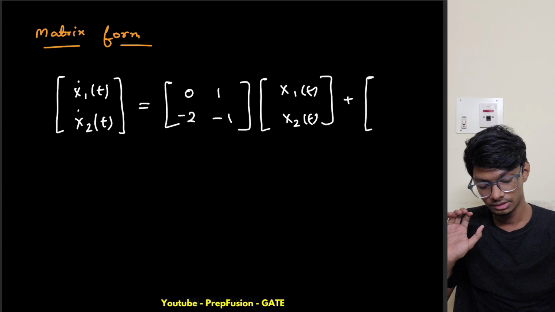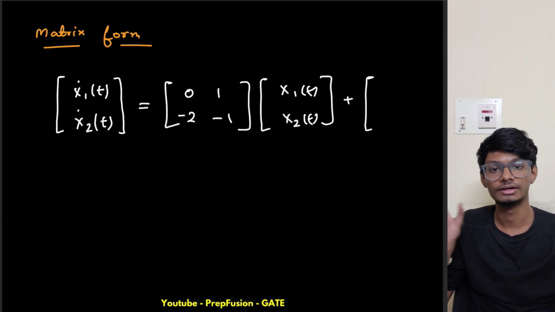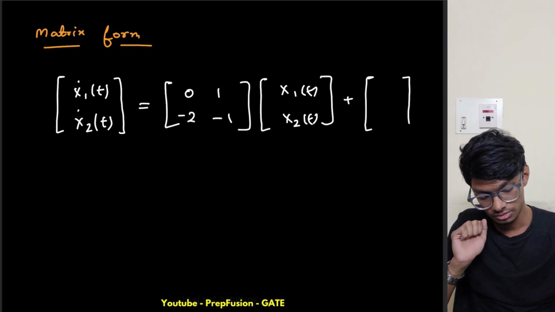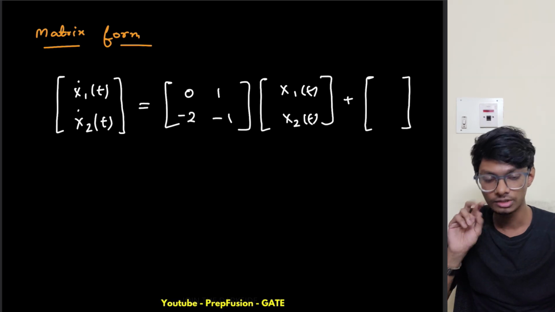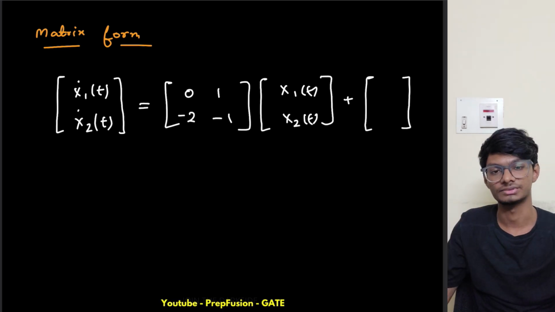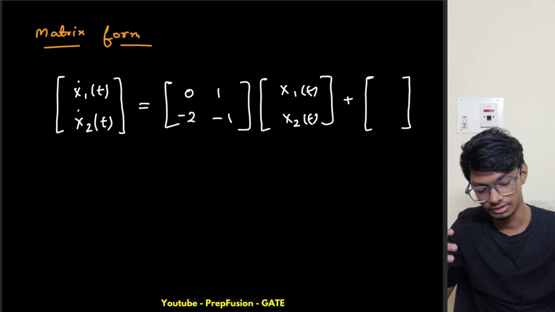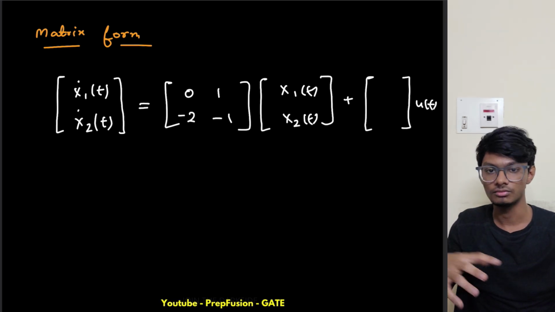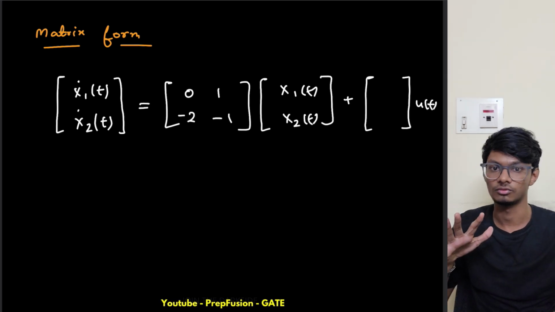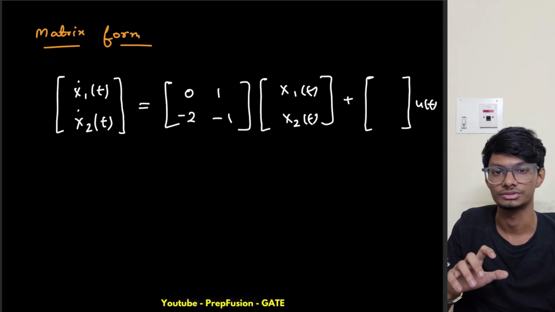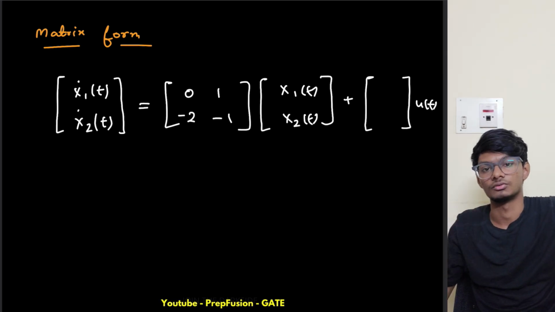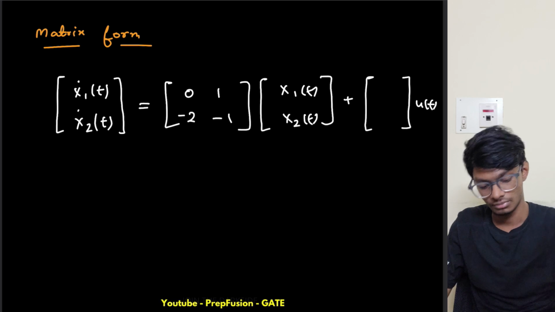Now how are our state variables related with the input? This will again be a column vector, a 2 cross 1 matrix basically. Why? We'll learn all this. But for now, let me go with the flow of the question and solve a few questions so that you can get a feeling of state equation and state diagram.